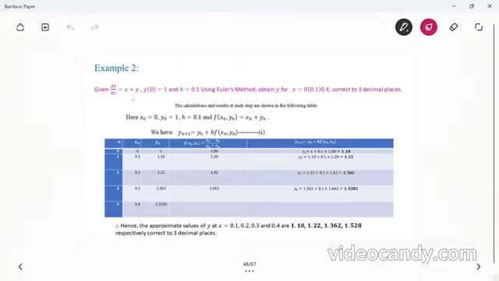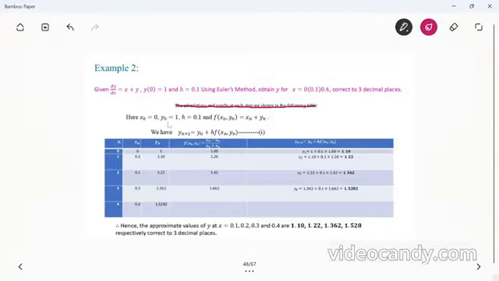Again, you can see there is another given differential equation, dy/dx equals x plus y, y of 0 equals 1, h equals 0.1. Using Euler's method, we obtain y for x equals 0.1 to 0.4, correct to 3 decimal places. So what will we do? Here x0, y0, h, f of x and y are all given.